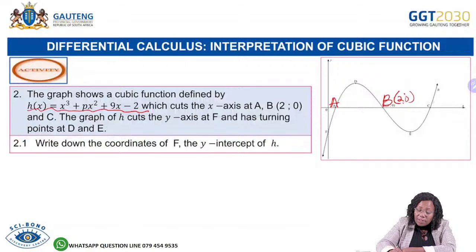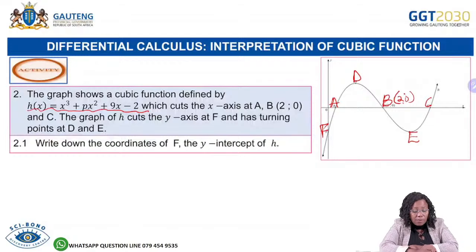And then we have C there. And then we have D and E as being the turning points of that particular graph. And then we have F as the y-intercept of the graph. And then they say write down the coordinates of F. Write down. No calculation, write down.